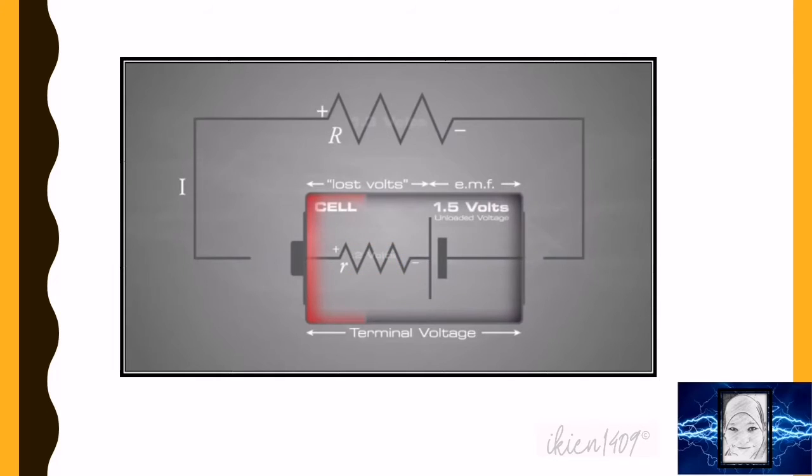When the circuit was not connected, the battery had an unloaded voltage rating of 1.5 volts. Once the circuit was connected and current started to flow, there was a voltage drop across the internal resistance of the device, and the applied circuit voltage was reduced to 1.3 volts.